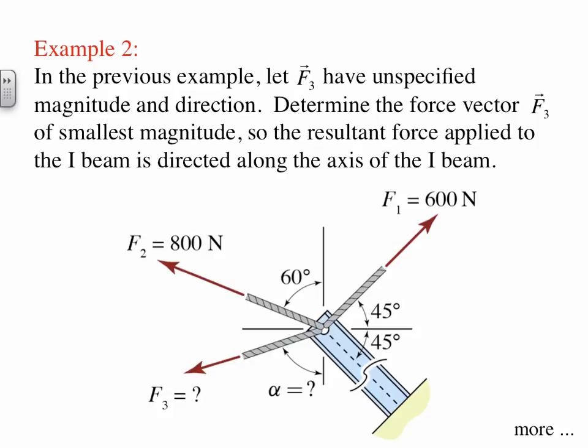Let us now modify our previous example slightly. We have the same two forces, F1 and F2, of known magnitude and direction that we had in example 1, but now F3 is of unknown magnitude and unknown direction. The problem statement requests that we find the force vector F3 of smallest magnitude such that the resultant force is directed along the axis of the I-beam.